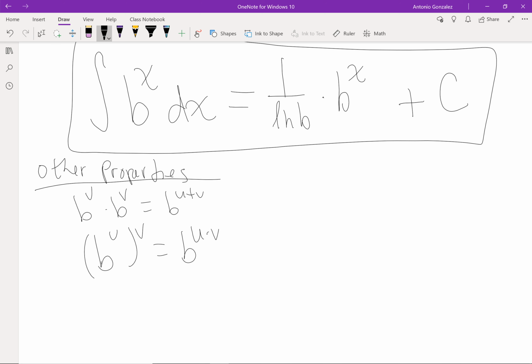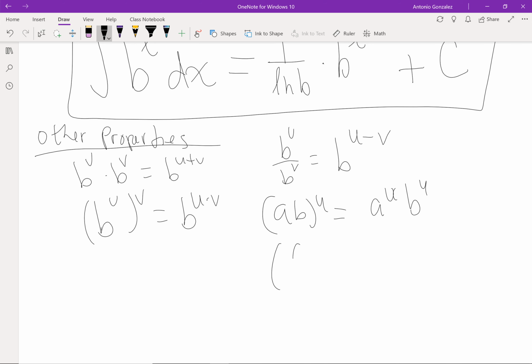And then the division one is equal to b to the u minus v. Some other properties: ab to the u is a to the u times b to the u, and a over b to the u is a to the u over b to the u. These are all the exponent properties that can be derived from the natural exponential, and they also apply to a general exponential of base b.